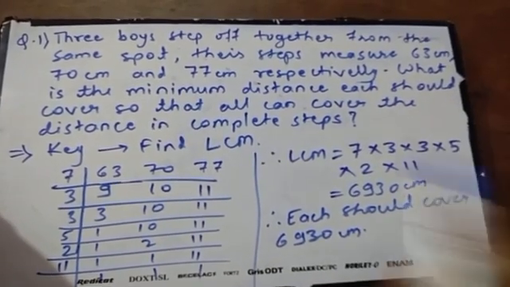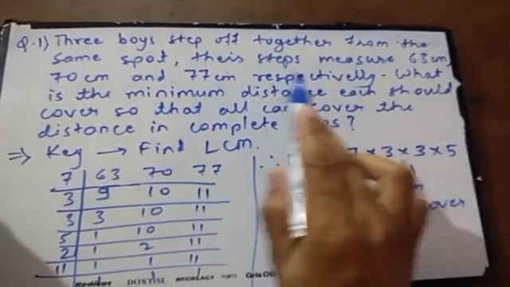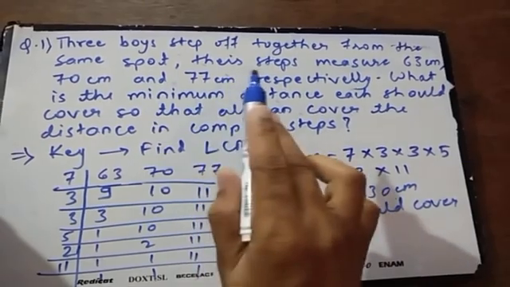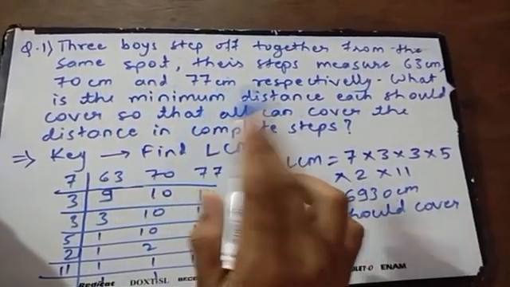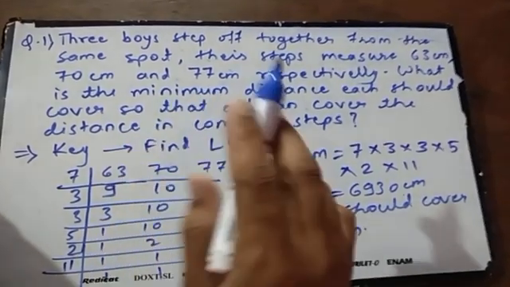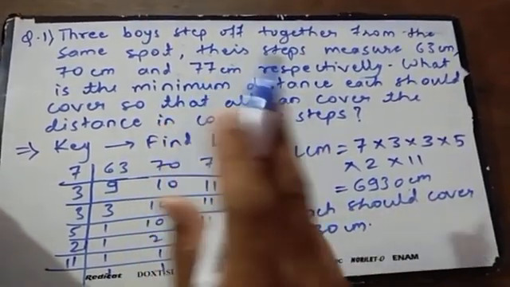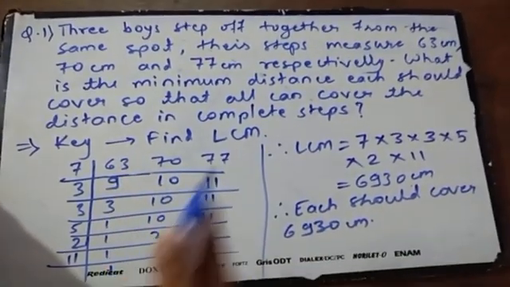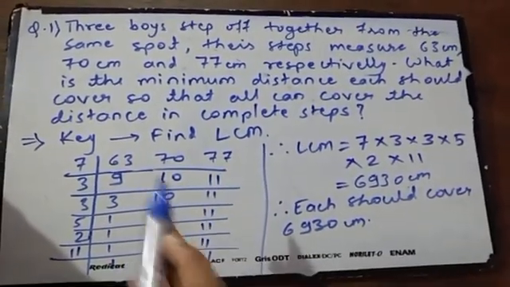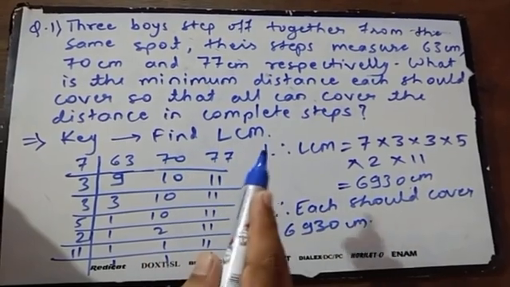In that, the first question is: three boys step out together from the same spot. Their steps measure 63 centimeter, 70 centimeter and 77 centimeter respectively. What is the minimum distance each should cover so that all can cover the distance in complete steps? The key is we have to find the LCM. So first we will find the LCM of 63, 70 and 77.